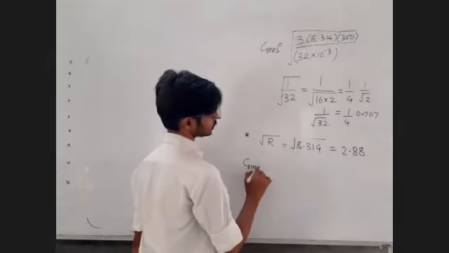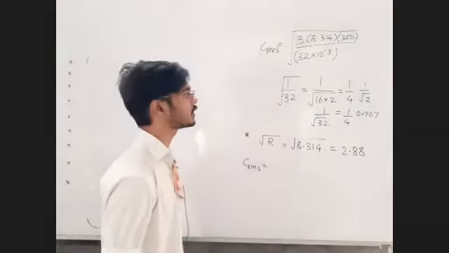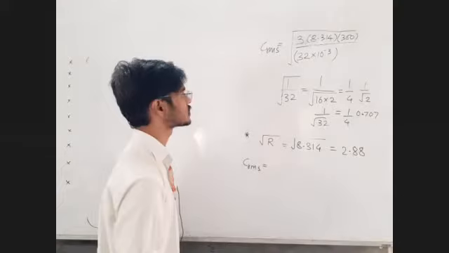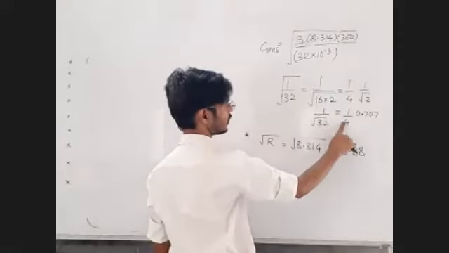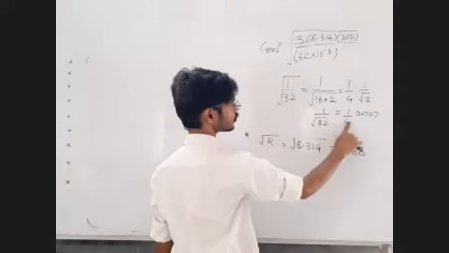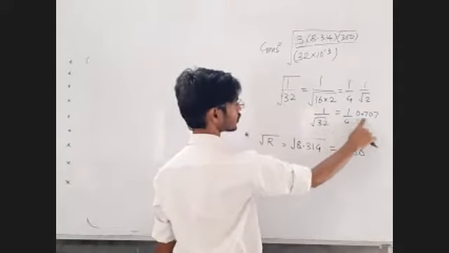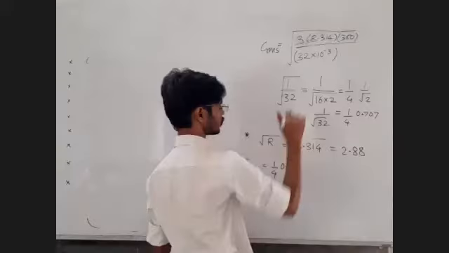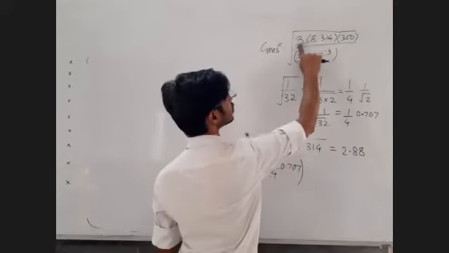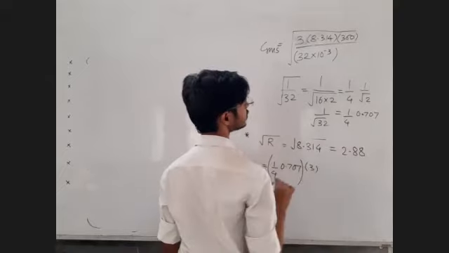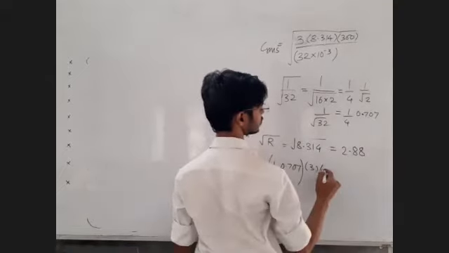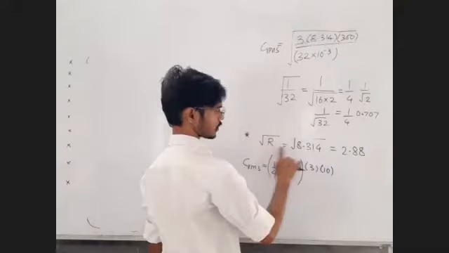What is the RMS speed of oxygen molecules at 27 degrees Celsius? It is always 1 upon root 32. 1 upon root 32 has been evaluated to 1 upon 4 into 0.707. This 1 by root 32 we wrote here. Now this 3 into this 3 will come out of square root as 3. Square root of this 100 is 10. And square root of r is 2.88.